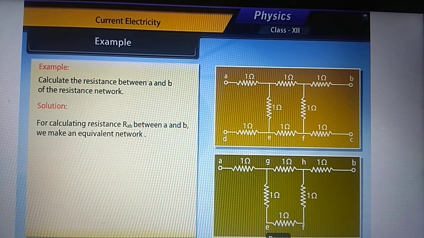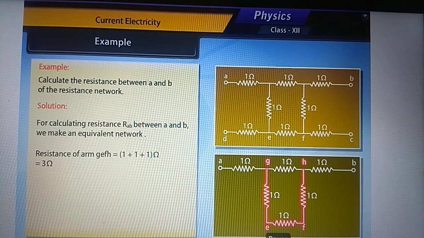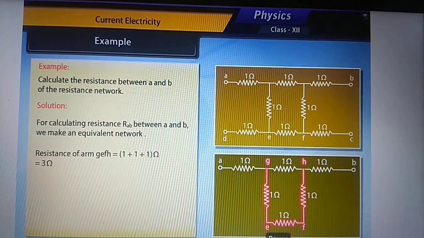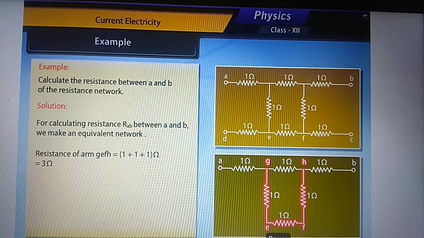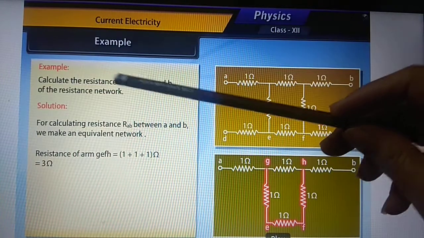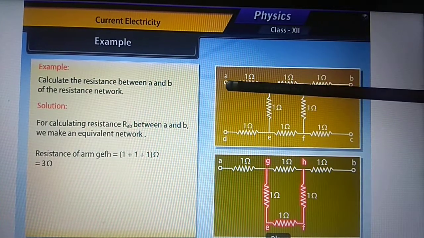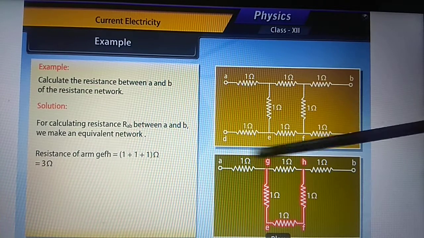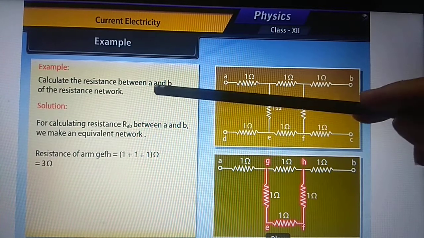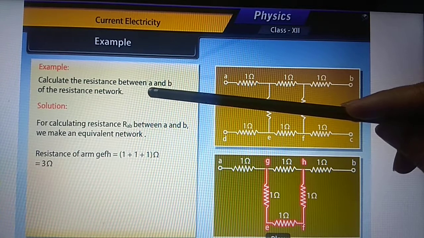Now we calculate the resistance of arm GEFH, which is equal to (1 plus 1 plus 1) ohm, which is equal to 3 ohm. Now, according to the question, you have to calculate the resistance between A and B. Here B, here C and D.